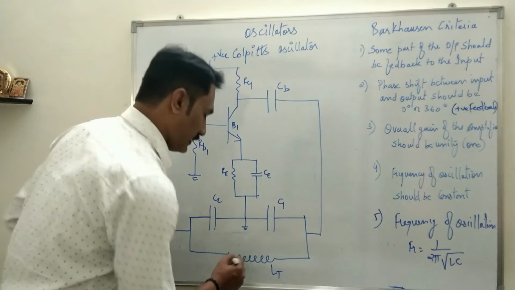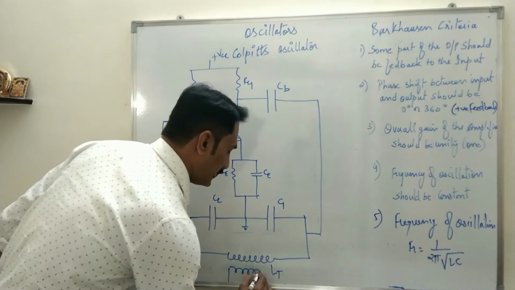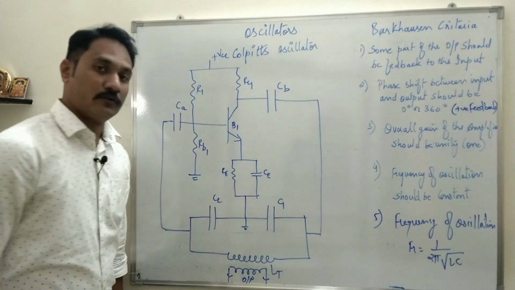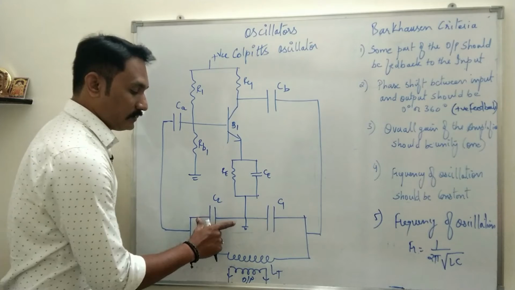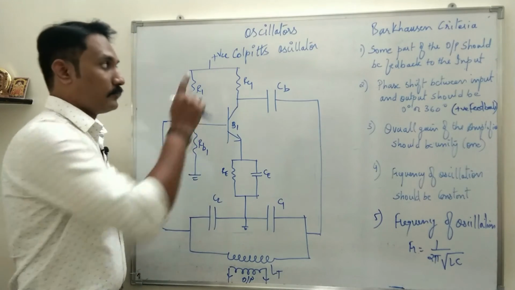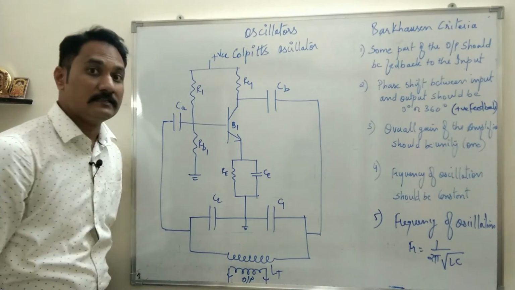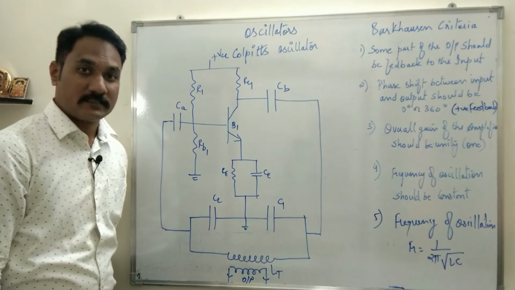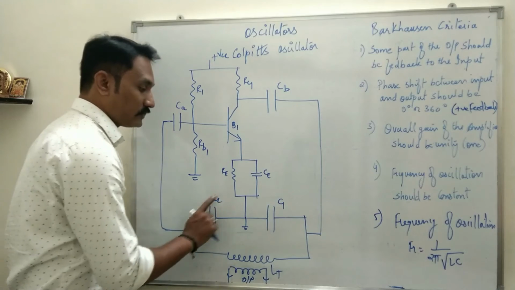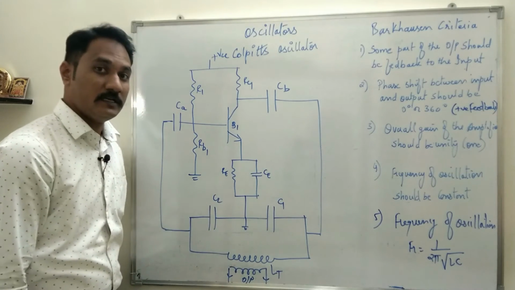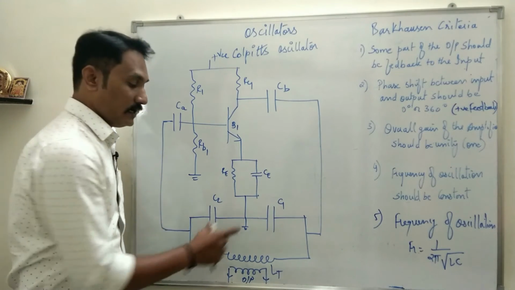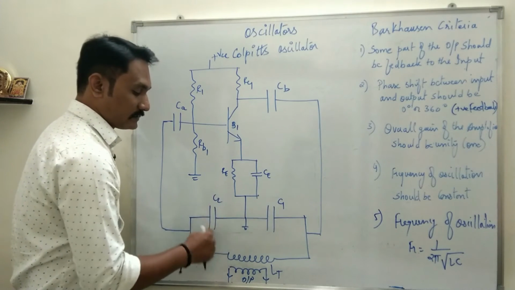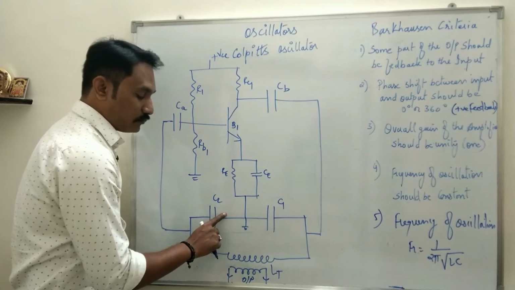You can take the output from here, so you can draw an inductor over here from where you can take the output. And of course, when potential is applied, that means external DC charge is given to the circuit, what will happen? The capacitor will charge, right? Both capacitors C1 and C2 will charge.